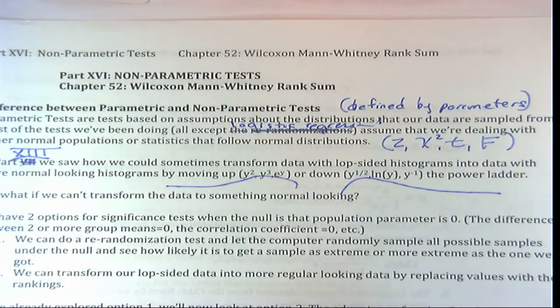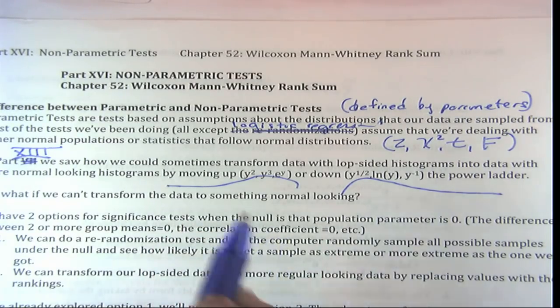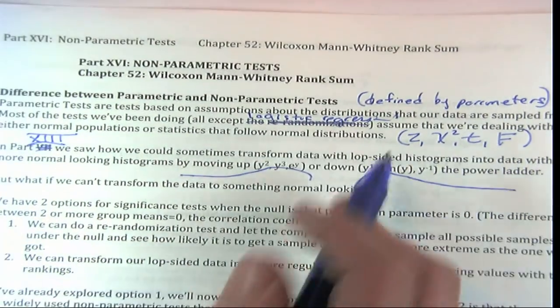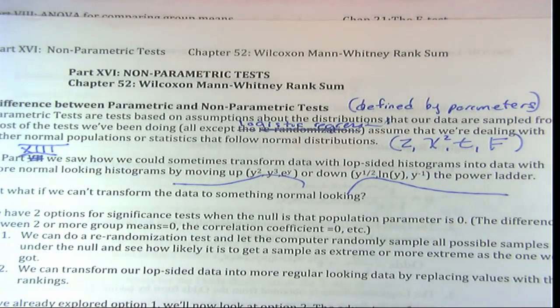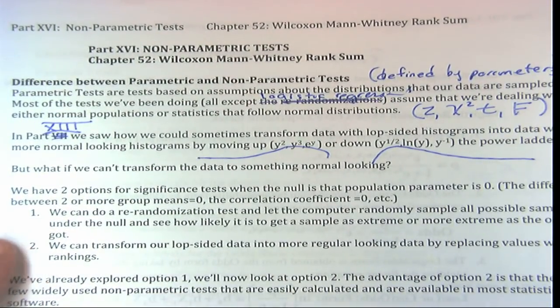But what if we can't change the data into something more normal looking by doing this and use our regular parametric, our regular distributions? Then we have these two options that we can do.